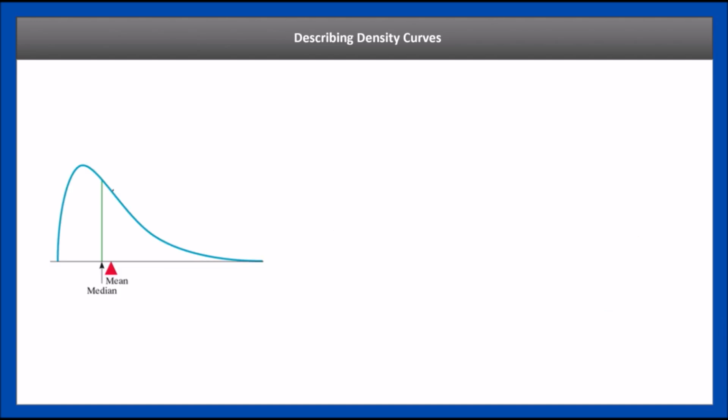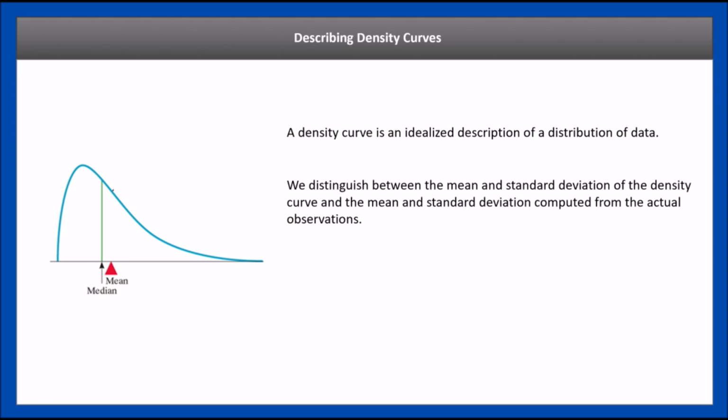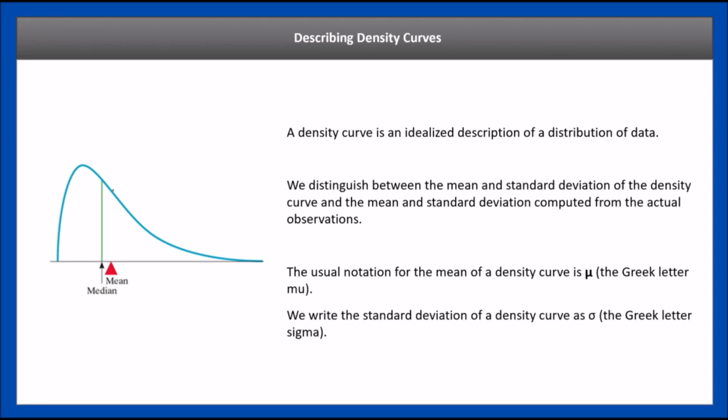Okay, so let's take a look at that same graph, the one that's skewed to the right. Keep in mind that a density curve is an idealized description of a distribution of data. So it's an ideal description, it's not the exact description. It's the curve that best describes the data, but also has the features such as an area equal to 1. We distinguish between the mean and standard deviation of the density curve and the mean and standard deviation computed from the actual observations, because remember, the density curve is ideal. The usual notation for density curve is mu for the average. That's the Greek letter mu. And the standard deviation of a density curve is lowercase sigma. That's the Greek letter lowercase sigma.